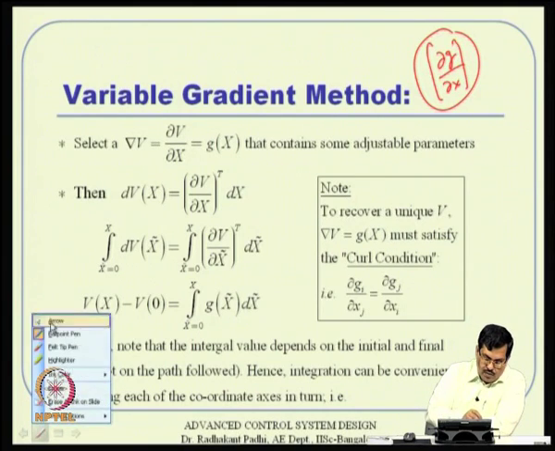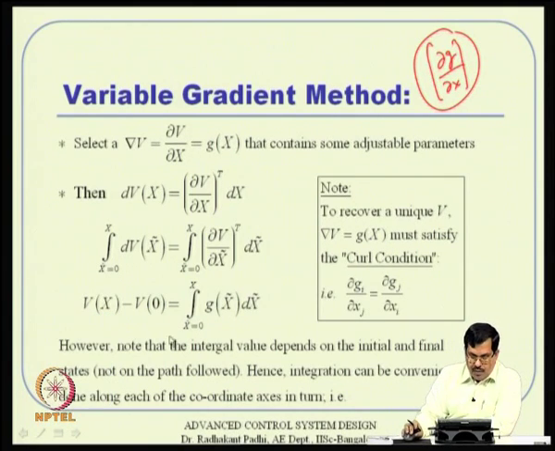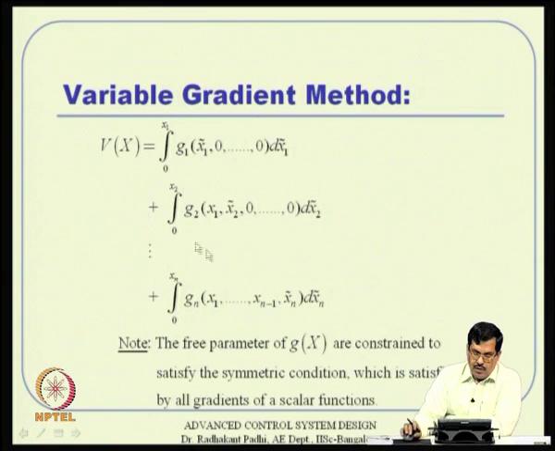And also remember, there is another thing, that this integration, this value depends on the initial and final states and not necessarily on the path followed. And if that is so, then this integration can be done component wise. That means, I travel along the x1 axis first, then I travel along the x2 axis, then along the x3 axis, like that. So, I do not have to go directly, radially, from 0 to x. I can go component wise, x1 first, x2 next, and things like that. That is how I will be able to integrate this. So, this is what is done here.